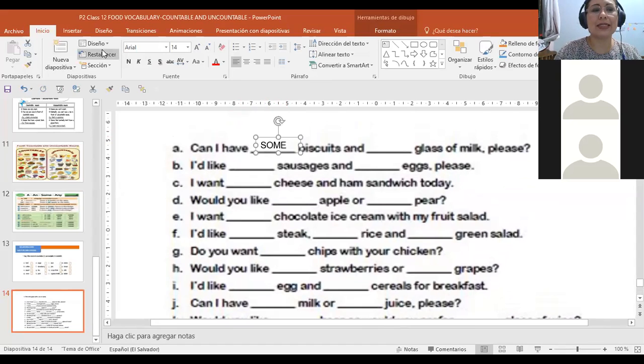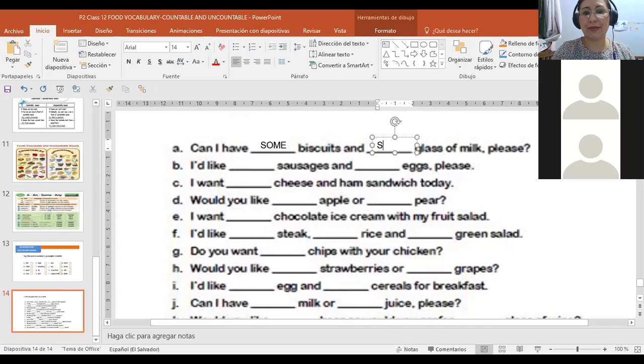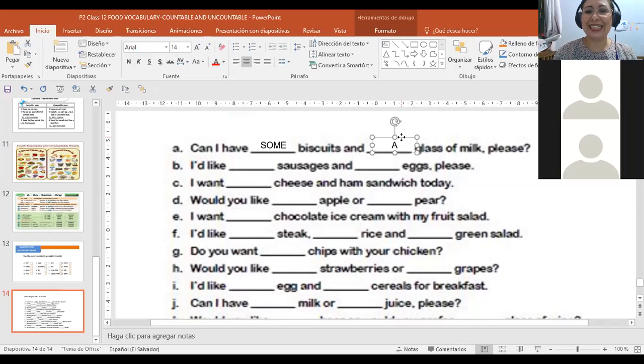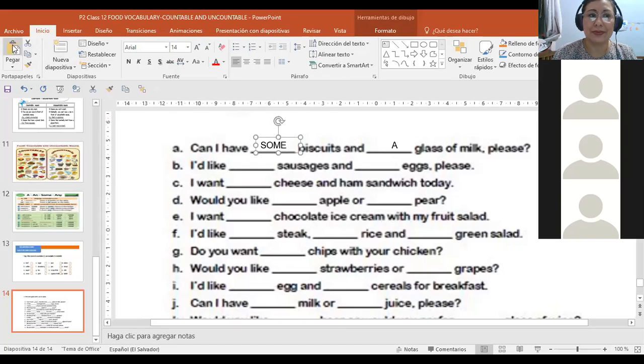Okay, can I have some biscuits? Again, I will write in capitals only for more view purposes. Voy a escribir en mayúsculas solamente para que ustedes puedan verlo mejor, ¿verdad? Pero ustedes saben que no se mezclan mayúsculas con minúsculas. No capitals mixed with small letters. Okay, can I have some biscuits and a glass of milk, please? Very good. Thank you. Excellent. Let's see. Letter B. Who answered letter B? ¿Quién contestó la letra B? I'd like some sausages and some eggs. Yes, because we have plural eggs. Okay. Excellent. Very good.